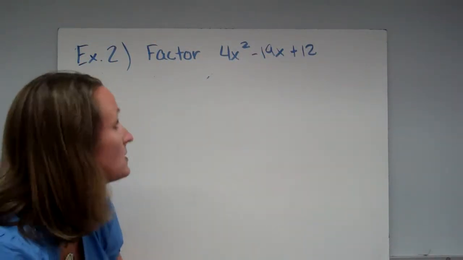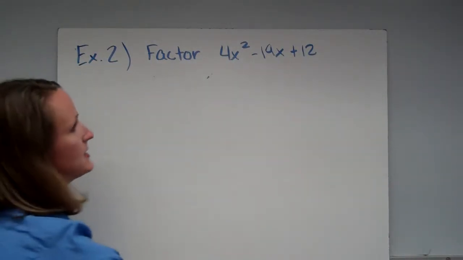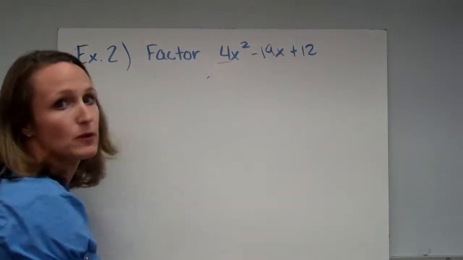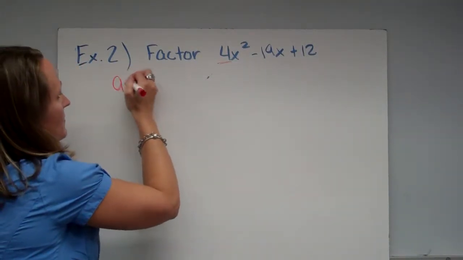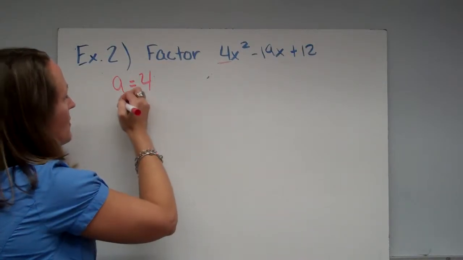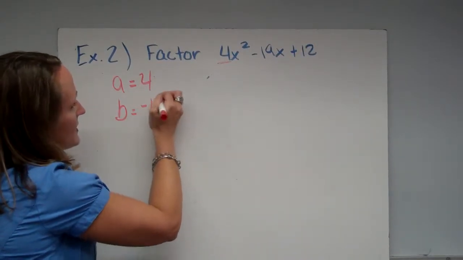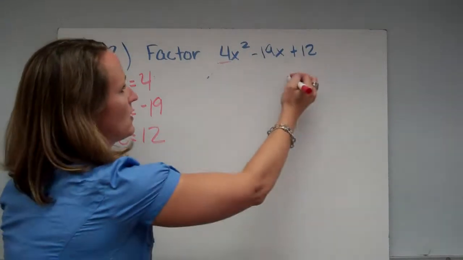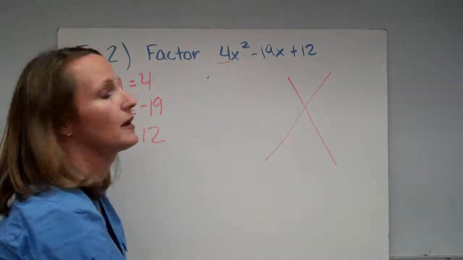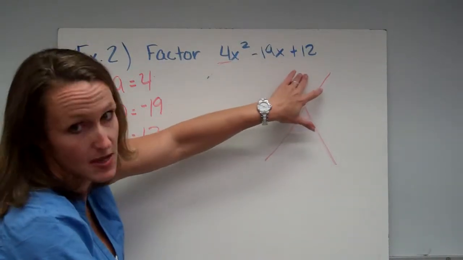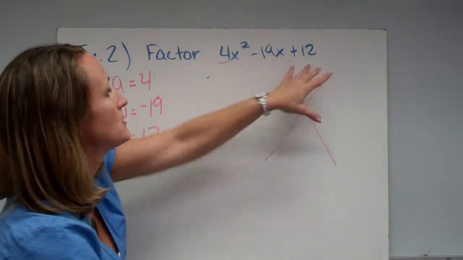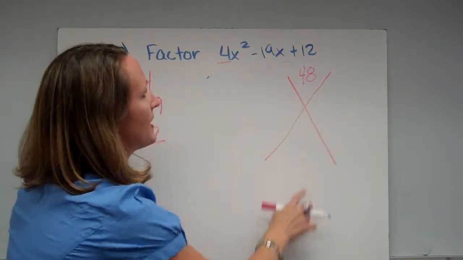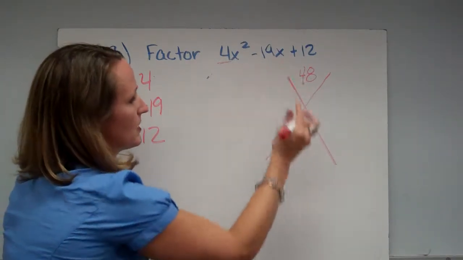Okay, so 4x squared minus 19x plus 12. So it's going to be a hard case because we have a 4. So let's list out our parts. A is going to be 4, B this time is negative 19, and C equals 12. Okay, well let's draw our x and get started. Remember up top, A times C. So 4 times 12 is 48. On the bottom, we want our B value, negative 19.